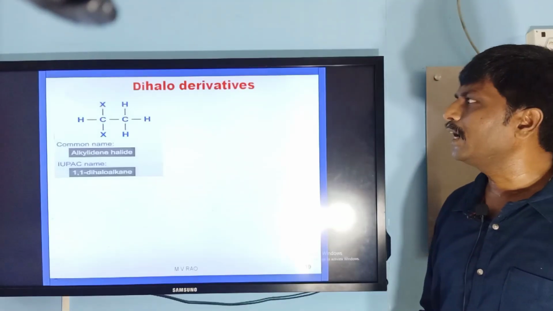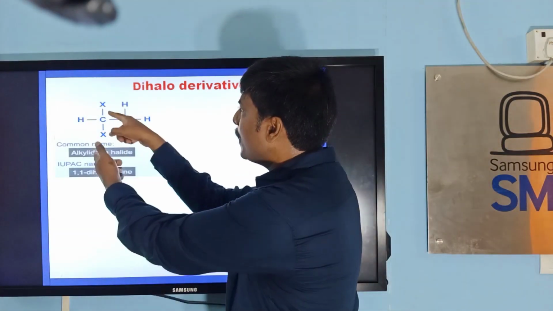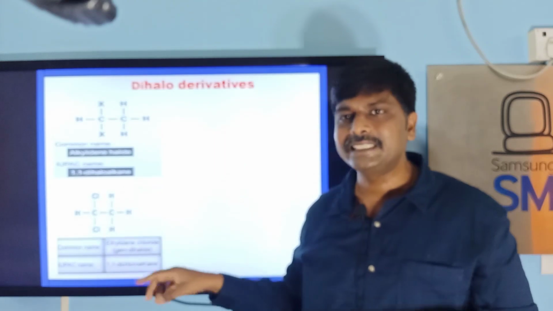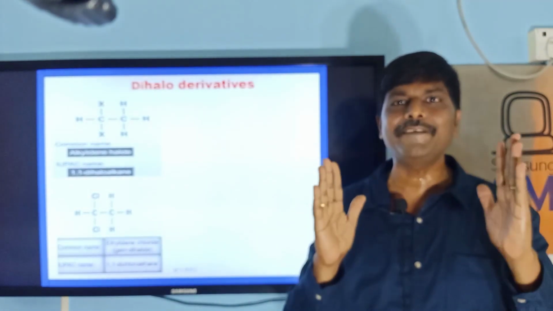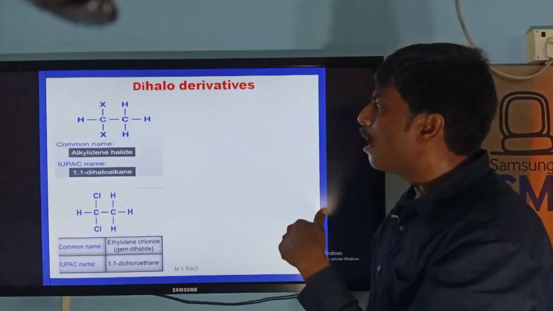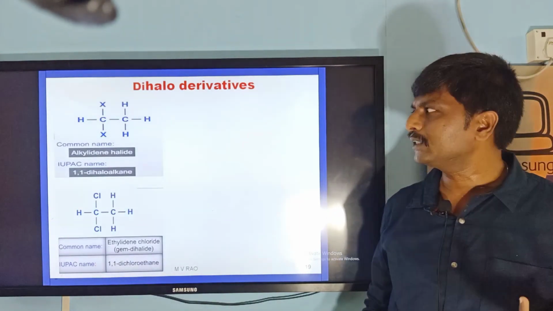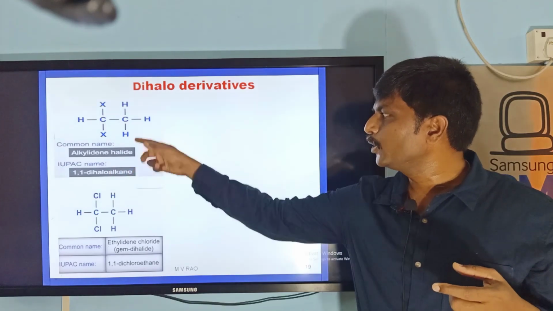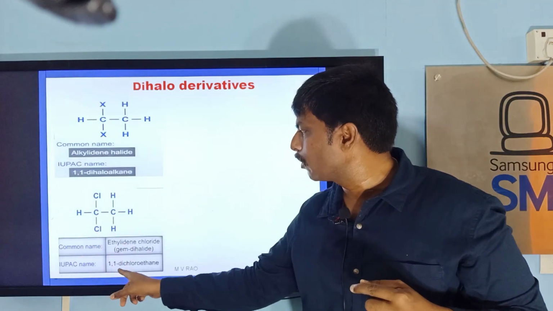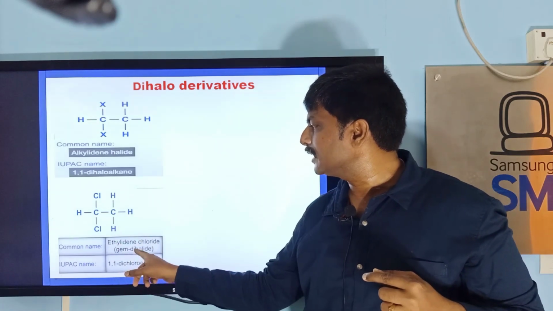Next, dihalo derivatives are classified into two types. If two halogens are present on the same carbon, then it is called gem dihalide. Geminal means twins. Both are on the same carbon. What is the IUPAC name? Alkylidene halide is the common name. The IUPAC name is 1,1-dihaloalkane. You can see a real example of gem dihalide: 1,1-dichloroethane. The common name is ethylidene chloride. It is a gem dihalide.